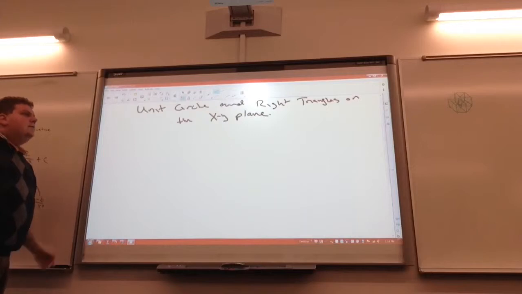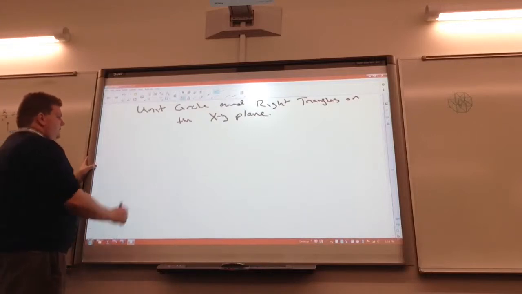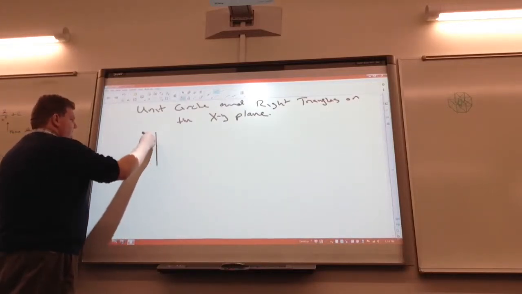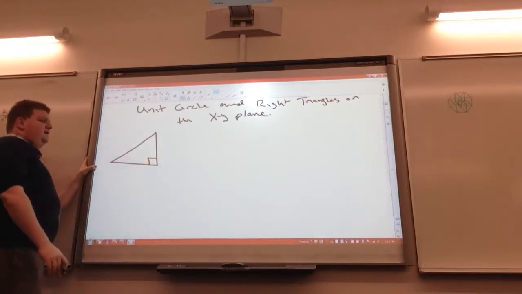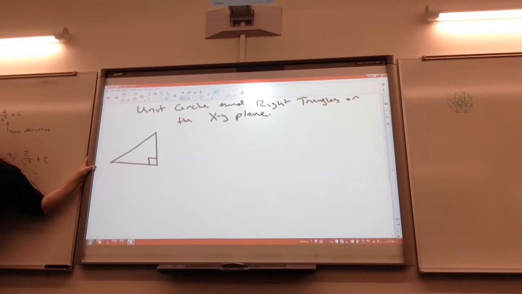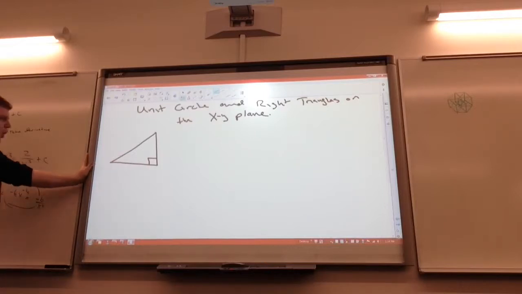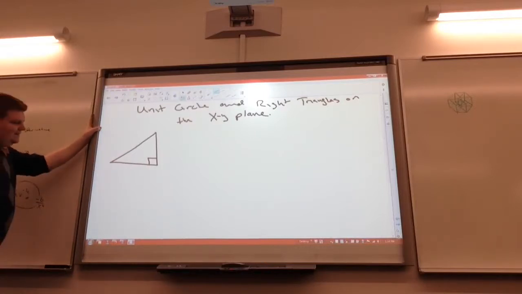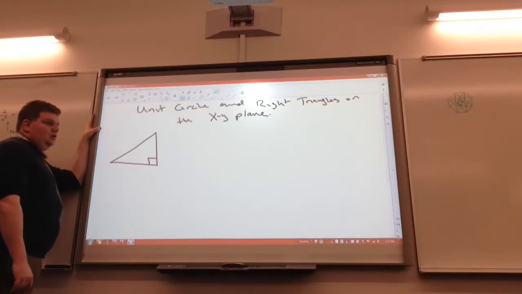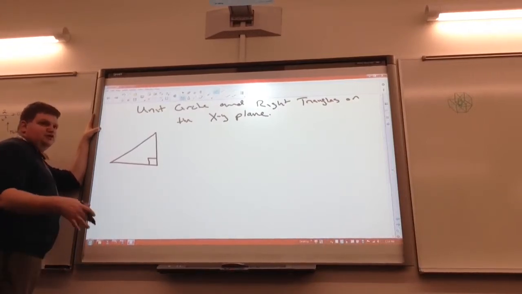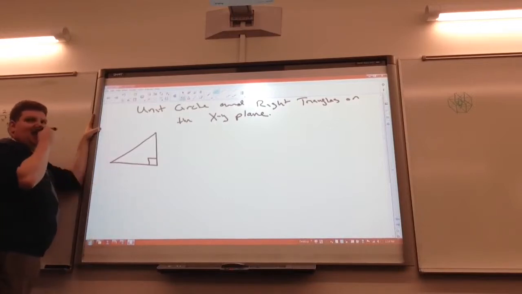So the first thing I'm going to do is draw a right triangle. Ta-da. How do I know it's right? Because the angle down there is the right angle. When you have a right triangle like this, you typically label an angle to be the reference angle for the triangle. We call that angle theta.